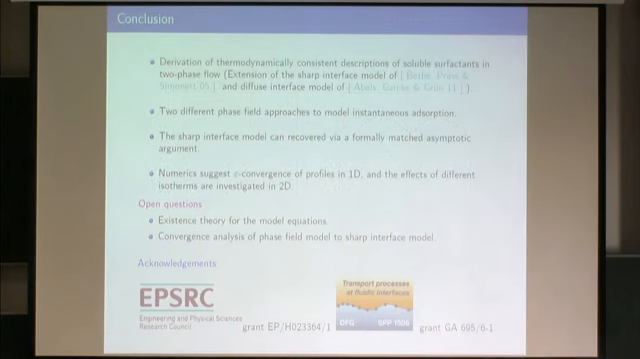I'd like to conclude that I've derived thermodynamically consistent models for soluble surfactants in two-phase flow. One is an extension of a sharp interface model, and the other is the extension of a diffuse interface model. I've given you 2 different phase field approaches to model instantaneous absorption, namely one scaling alpha with epsilon, and the other is to use a common chemical potential Q. We've done some formally matched asymptotic analysis, and we recovered a sharp interface model. The numerics in 1 dimension suggests epsilon convergence, and in 2D we looked at the effects of different isotherms.